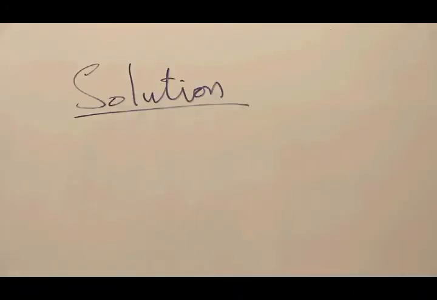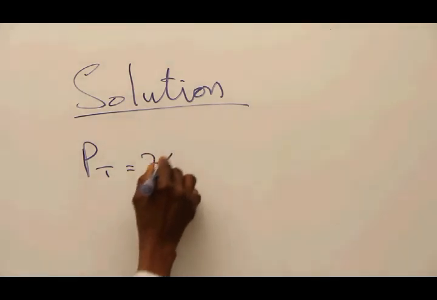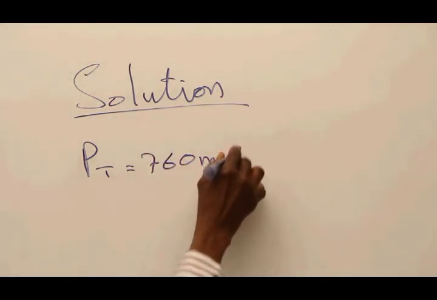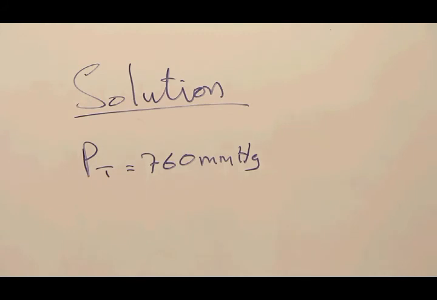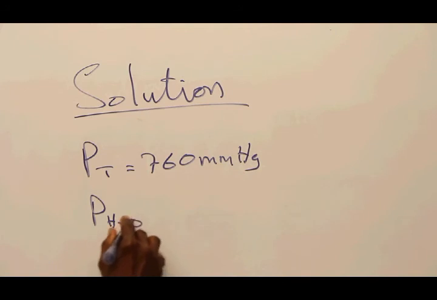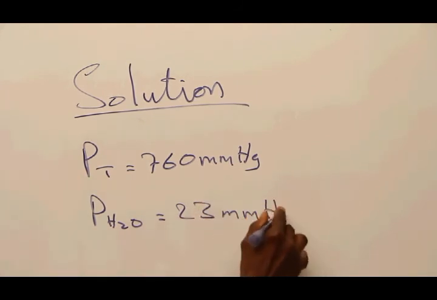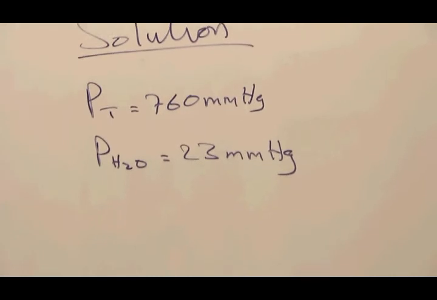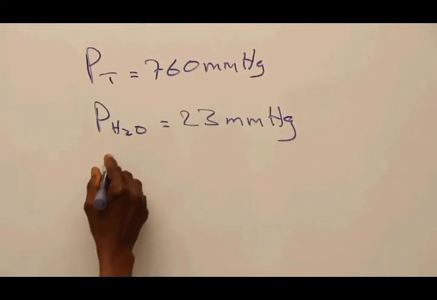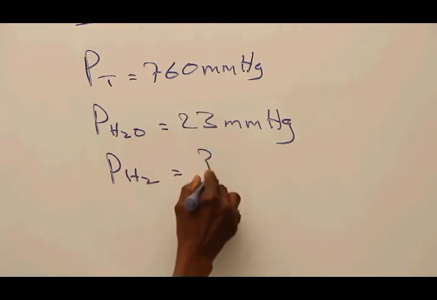Let's consider the solution. The standard pressure, which I regard as P total, is 760 millimeters of mercury. Then the pressure of water vapor, as given in the problem, is 23 millimeters of mercury. Since the gas is collected over water, the pressure of hydrogen is what we are looking for. Let's give it a question mark.